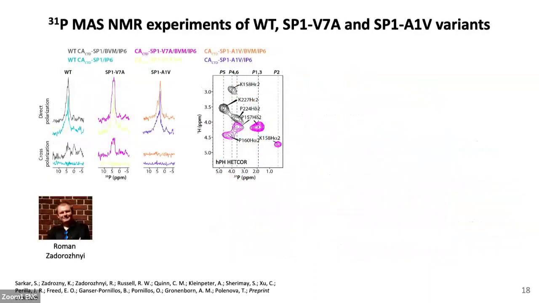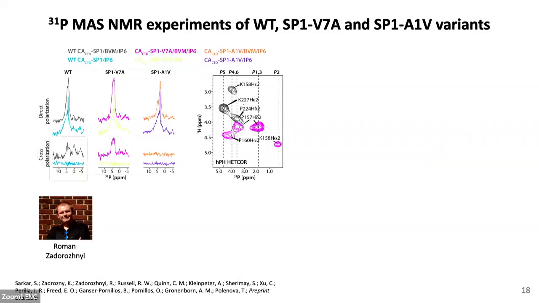To dive deeper into the binding activity of the small molecule, let's come back to the phosphorus NMR experiments here. As I mentioned before, my co-worker Roman has performed two different kinds of experiments. First, the direct polarization based, where we see both rigid and mobile phosphorus signal from the IP6 molecule, and also in cross polarization, we see signal from only phosphorus where IP6 is rigidly bound.